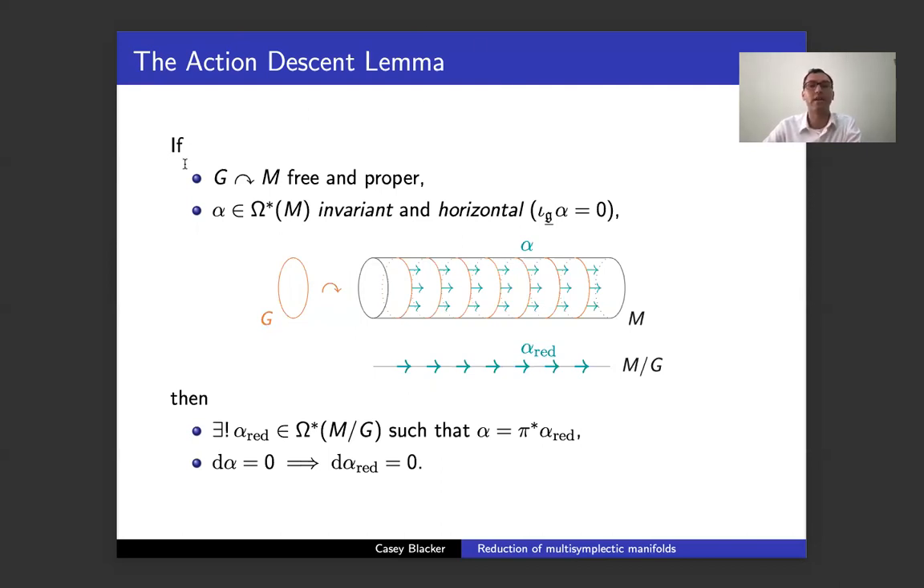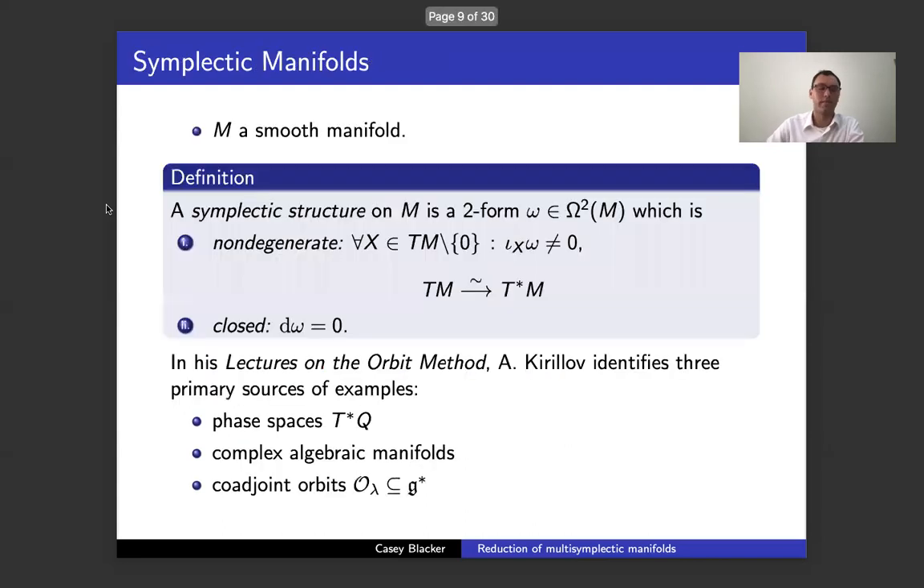It says that given a free and proper action of a Lie group G on our manifold M, and a G-invariant and G-horizontal differential form alpha, recall that G-horizontal means that alpha vanishes on the fundamental distribution associated to the action of G, then alpha descends to a unique differential form, alpha reduced, on the quotient of M by the action of G. Moreover, if alpha is closed, then alpha reduced is closed. This is, in some sense, the key lemma for both of the results that we'll talk about.